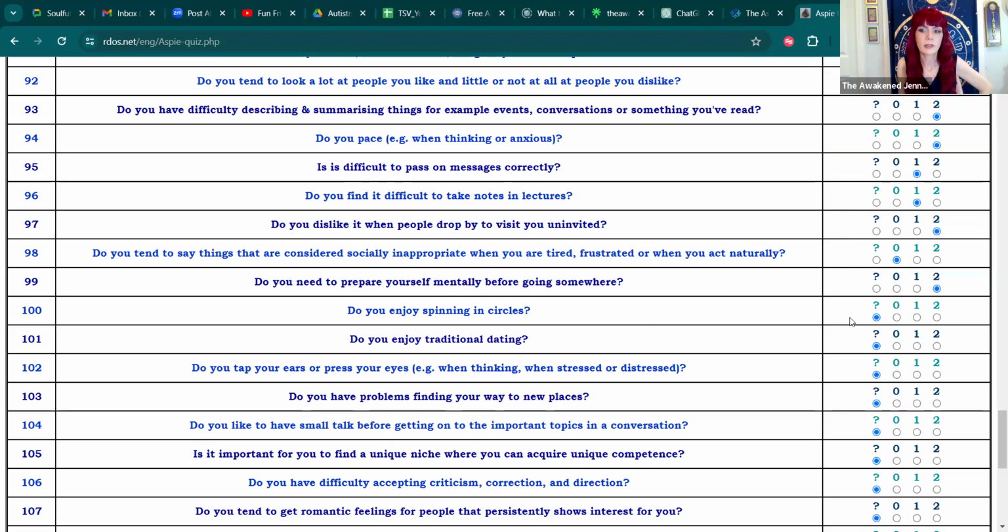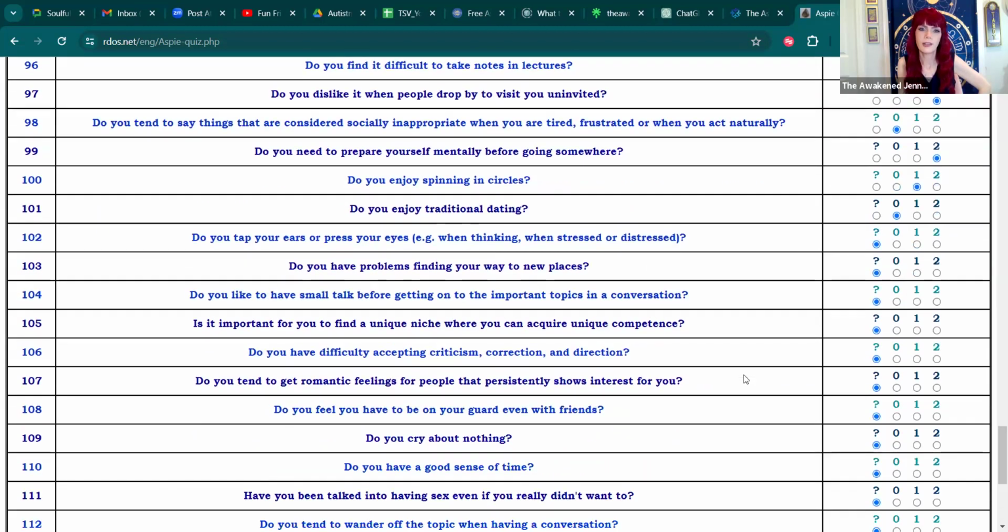Do you enjoy spinning in circles? Sometimes. Do you enjoy traditional dating? Who enjoys traditional dating? Who? Do you tap your ears or press your eyes when thinking yes? Do you have problems finding your way to new places? Yes, I will get lost even with GPS.